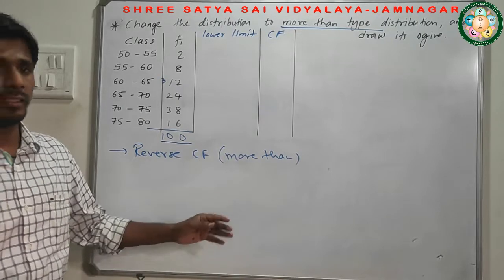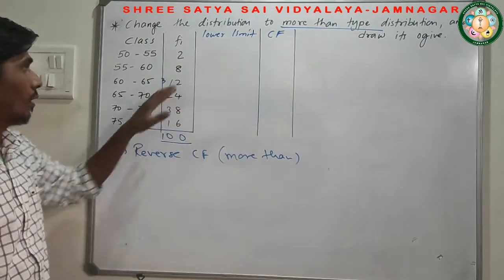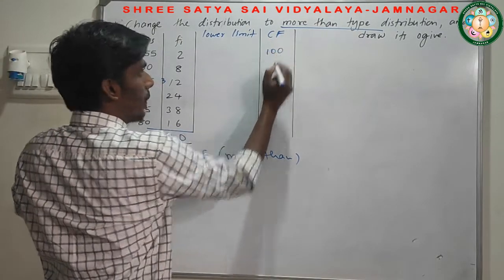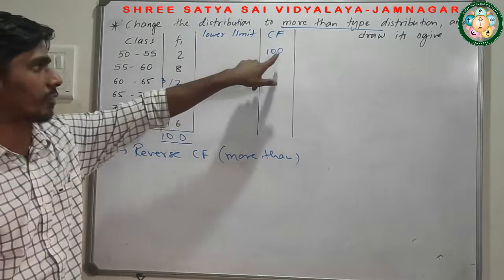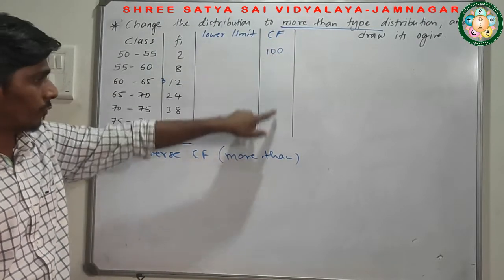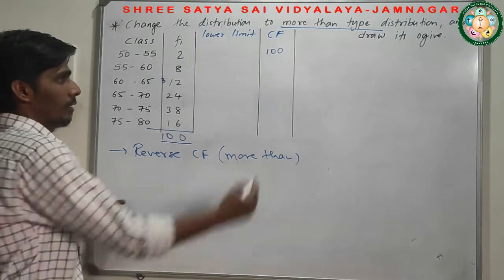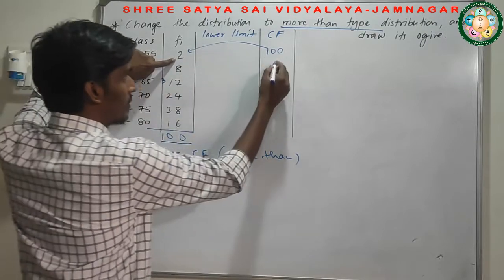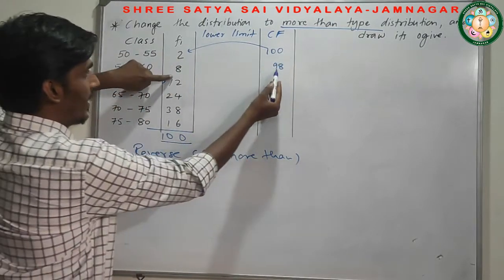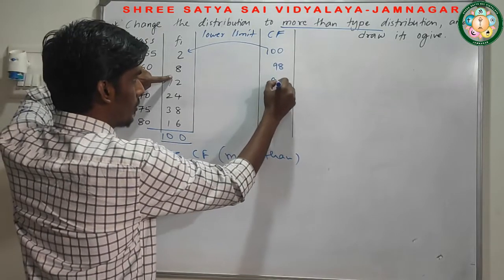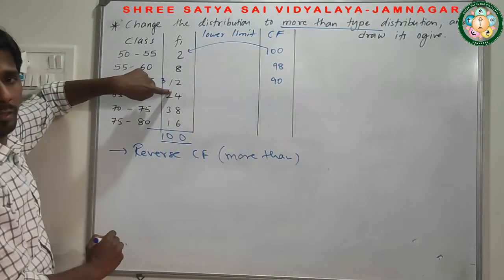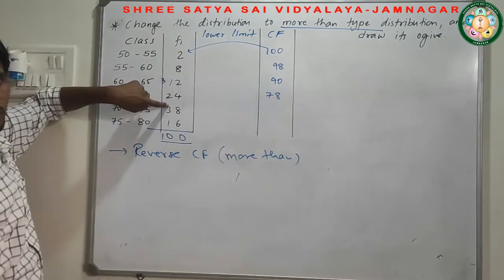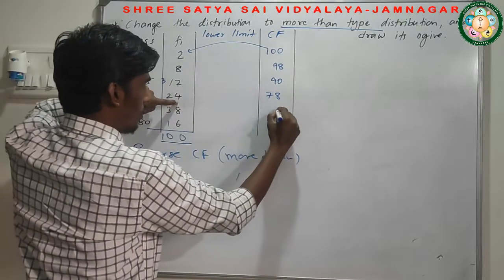In less than, we started with the first frequency. Now for more than, always you have to start with the maximum frequency, means total of the frequency. I have to start with total frequency 100. Then we have to find out in reverse. So 100, then minus 2. 100 minus 2 is 98. Then 98 minus 8, it's 90. 90 minus 12 is 78. 78 minus 24.